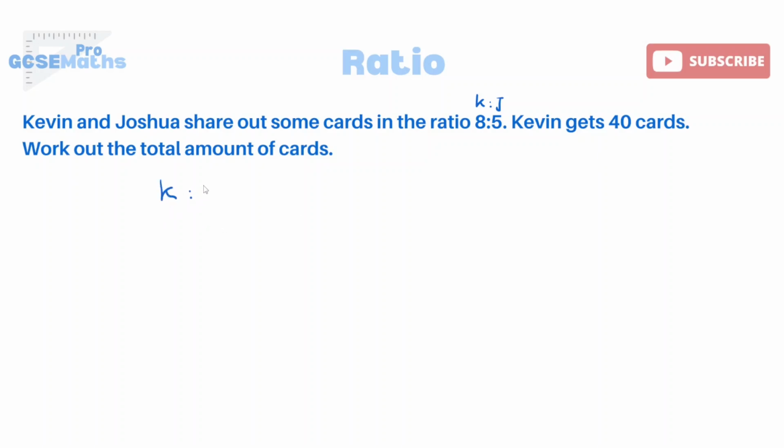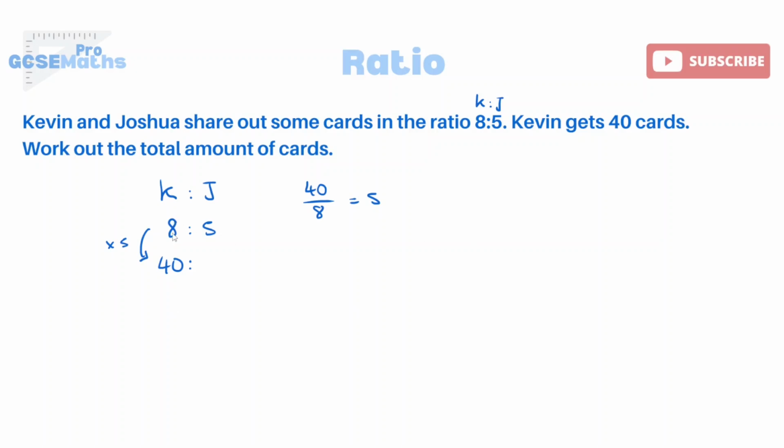So let's lay it out the same way. Kevin and Joshua, we've got 8:5. We've been told Kevin, so that's the 40 on the left. We don't know Joshua. So we've got 2 options here. Either we could work out, obviously, Joshua as we did in the previous questions and then add the 2 together. Or the other way is that we say, again, similar bit at the start. How do I go from 8 to 40? So that's obviously timesing by 5, isn't it?